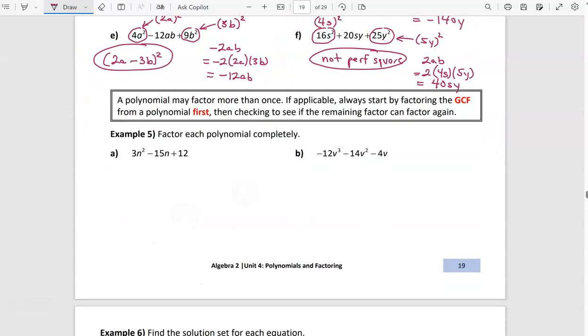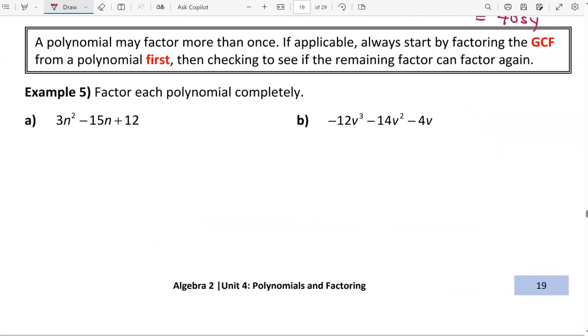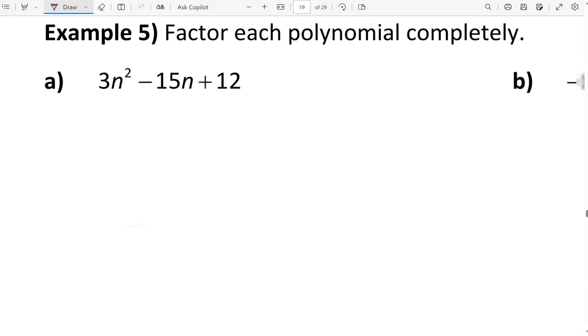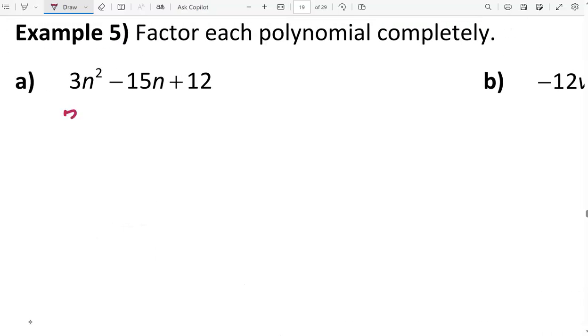All right. A polynomial may factor more than once. When that's applicable, we're always going to start by factoring the greatest common factor from the polynomial first, and then checking to see if the remaining factor can indeed factor again. So in example 5a, we're going to start by factoring the greatest common factor. 3 is the greatest common factor that divides into all three of those terms. Factoring out the 3, n squared minus 5n plus 4 is left, and the remaining trinomial can be factored again.